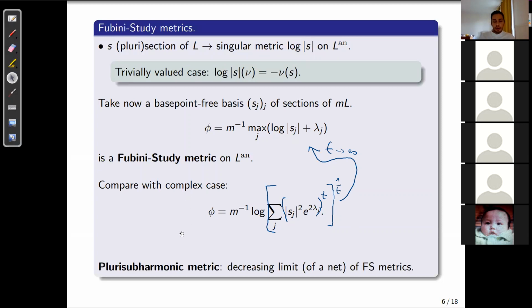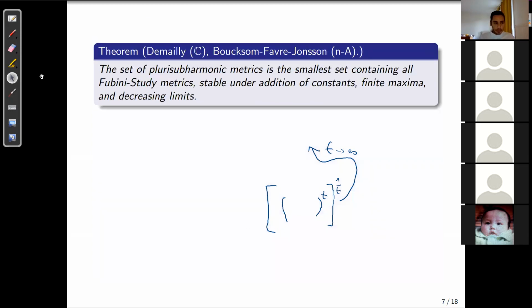And so, as I said before, we will then define a plurisubharmonic metric, on a non-Archimedean space, but this also works in the complex case, to be a decreasing limit of Fubini-Study metrics. It has to be a net rather than a sequence, but in the continuous case, we can reduce to sequences. If this is something that bothers you, you can just picture a sequence in your mind. It's just a technical thing that we have to use.